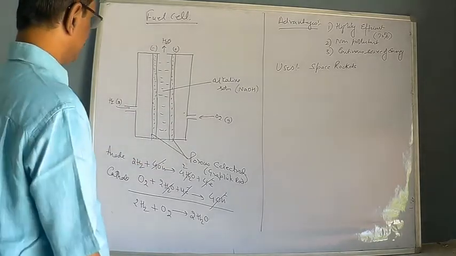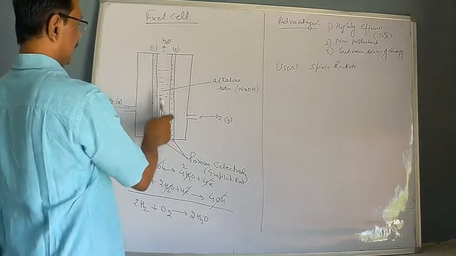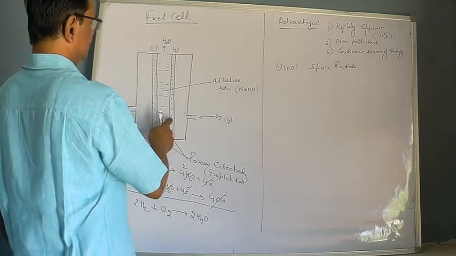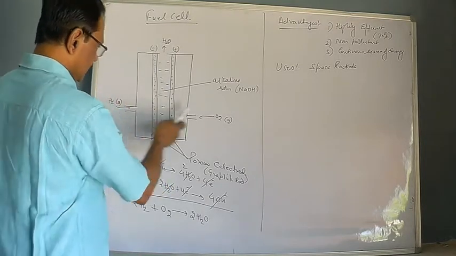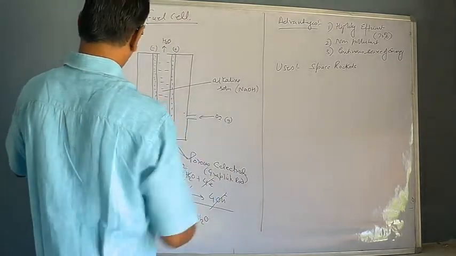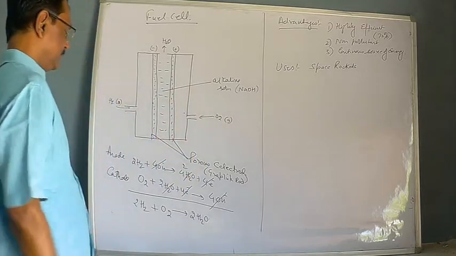So I repeat again, fuel cell: in the middle, you find alkaline solution NaOH surrounded by two graphite porous electrodes having small pores, because these gases will go inside this, and in the next compartment we are feeding hydrogen gas in anodic compartment and oxygen gas in cathodic compartment.